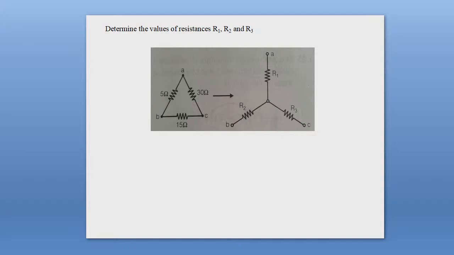Okay, so everyone solve this using the same concept. You see, the expression of R1 for the T network is equal to the ratio of the product of resistances 50 ohm and 30 ohm, divided by the sum of all resistances of the delta network. That means 50 plus 30, 80, plus 15, 95. So for R1 you will get 150 by, let me write this here, and you calculate the values of the other two resistances.